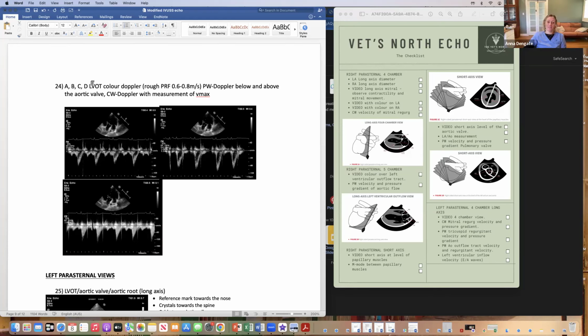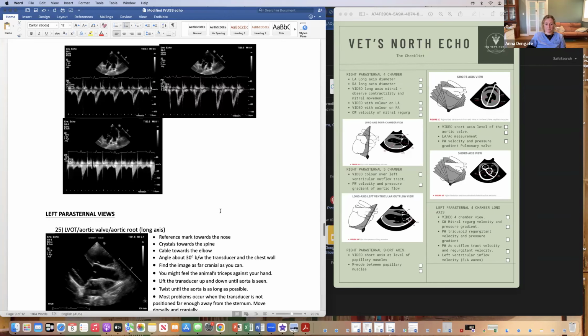So we're going to measure the velocity in the left ventricular outflow tract. That's going to be just above that valve. Are we going to use PW or CW for this? PW, perfect. PW above the valve, subvalvular, and then we're going to get a CW Doppler of the maximum velocity.